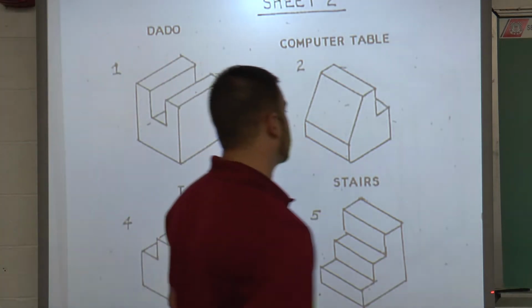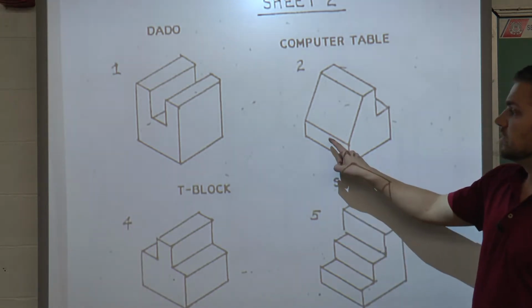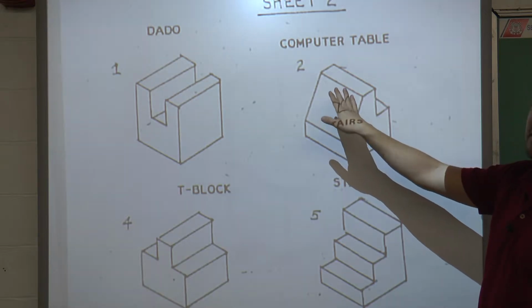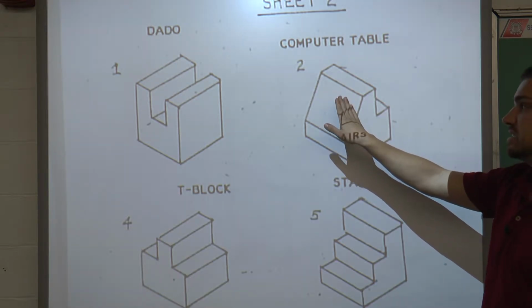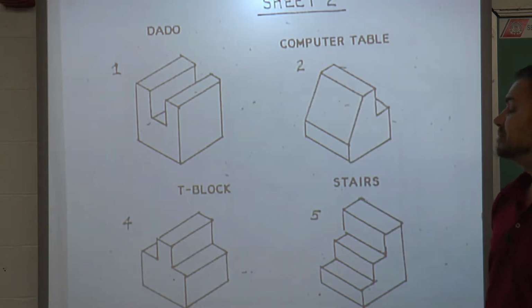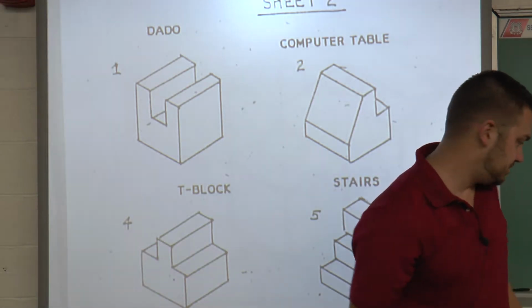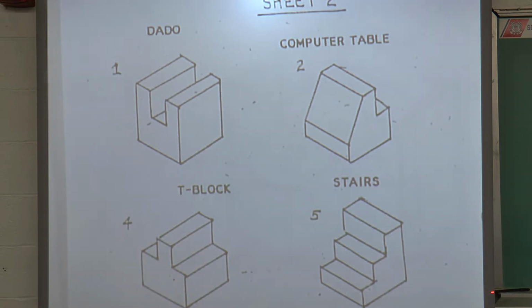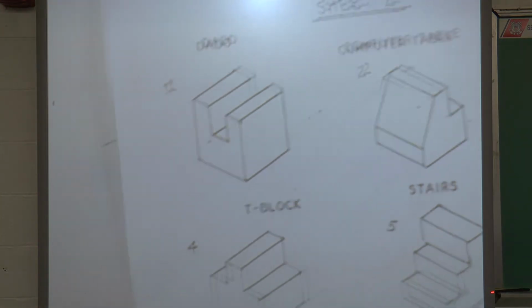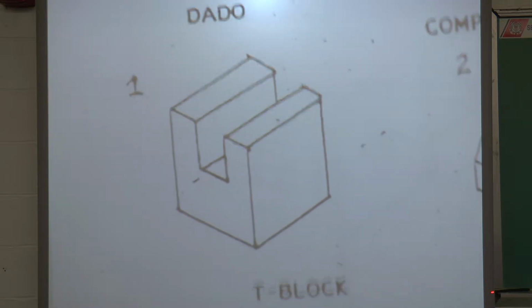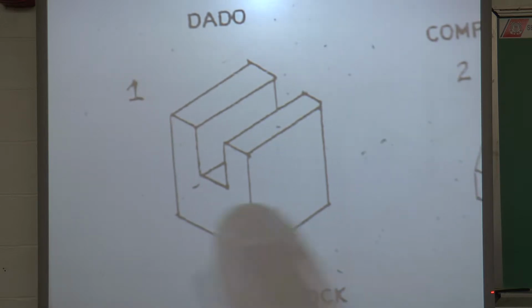If we look at the computer table over here, this is the front. This is the front, even though it's on a slant. It's mostly visible from the front. The reason being is that the front shows the most detail, so we're going to look at it as if we're going to draw the Dado. So for our first object, we're going to draw the Dado, however it is that you want to say it. We're going to draw this image first.